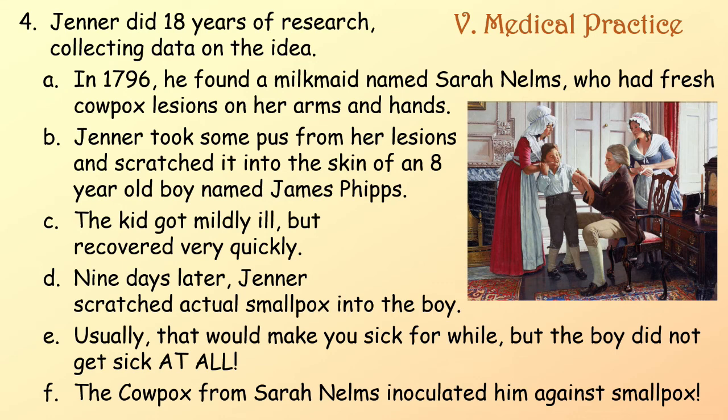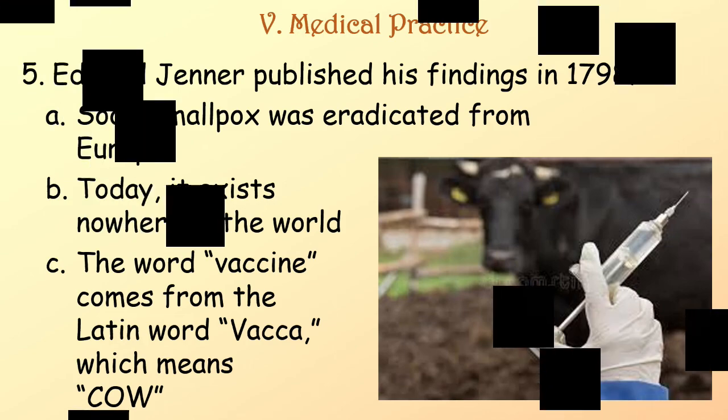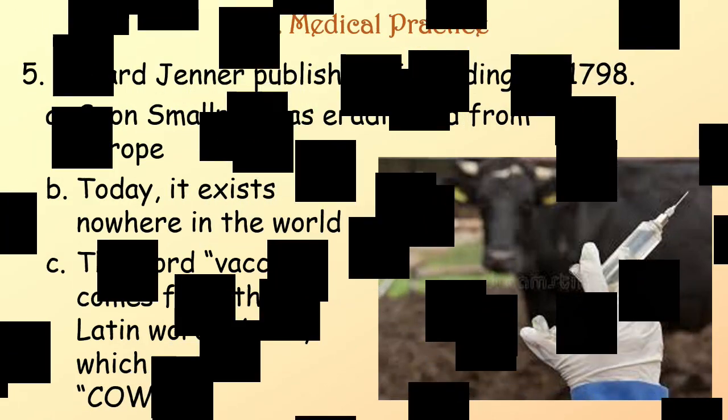9 days later, Jenner scratched actual smallpox into the boy. Now, usually that would make you sick for a while, but the boy did not get sick at all. The cowpox from Sarah Nelms inoculated him against smallpox. Edward Jenner published his findings in 1798, and soon smallpox was eradicated from Europe. Today, it exists nowhere in the world, and the word vaccine comes from the Latin word vacca, which means cow.